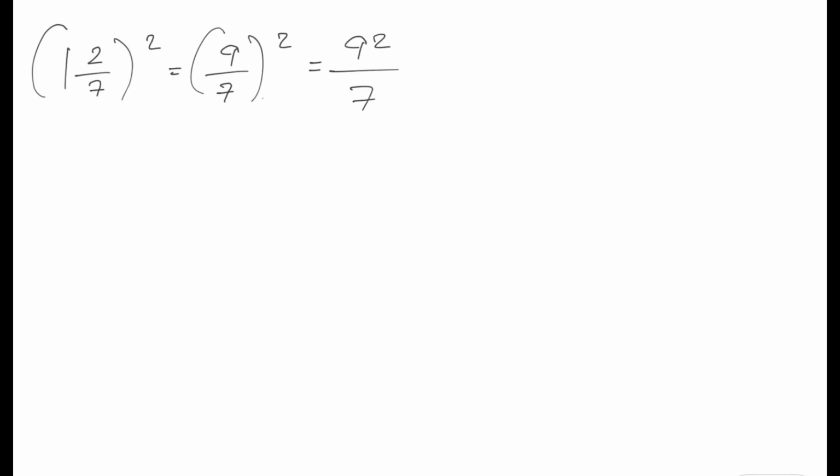So here we have the mixed number 1 and 2 over 7 squared. In order to calculate that, we first convert it into an improper fraction. So we've now rewritten that as 9 over 7 squared. We can then square both of those numbers individually, which gives us 9 squared as the numerator and 7 squared as the denominator. We then calculate that, which gives us 81 over 49.